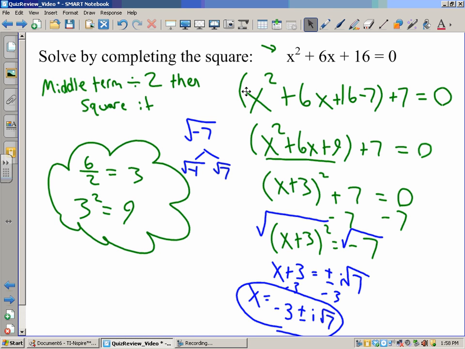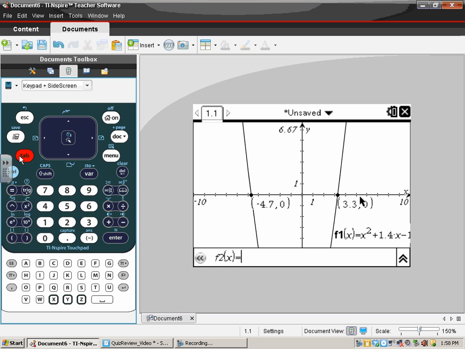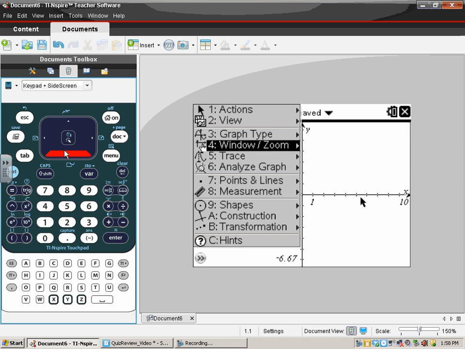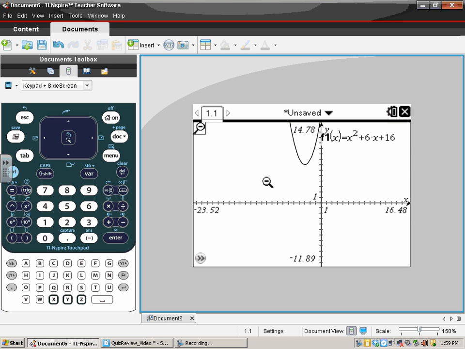So if you're trying to be crafty and you're like, I don't want to complete the square, I want to solve by graphing, go ahead, give it a try. x squared plus 6x plus 16. If I graph that, and then I zoom out, oh, it doesn't touch the x-axis, so that means no real solutions.